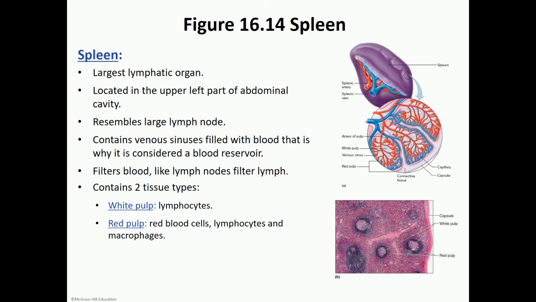Now the spleen is the largest lymphatic organ. It's found in the upper left portion, right underneath the diaphragm. Structure-wise, it looks like a large lymph node, obviously a very large one. Okay, and it is a very vascular organ. It has lots and lots of blood in it. Okay, it has these little lakes of venous fluid that is known as venous sinuses, and that's why the spleen is considered a blood reservoir.